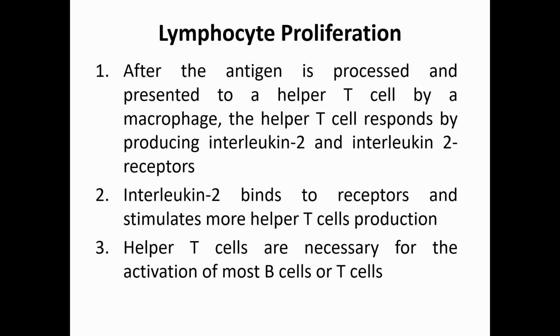After the antigen is processed and presented to a helper T cell by a macrophage, the helper T cell responds by producing interleukin 2 and interleukin 2 receptors. Once the helper T cell receives interleukin 2, it will start to divide, and it will cause more helper T cells to form. Helper T cells are necessary for the activation of most B cells or T cells.